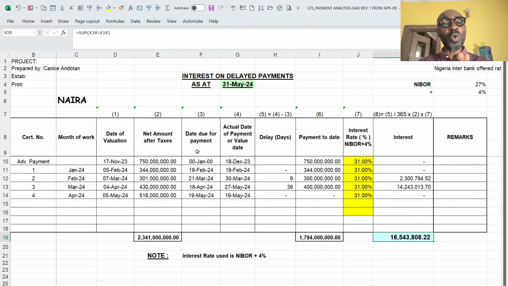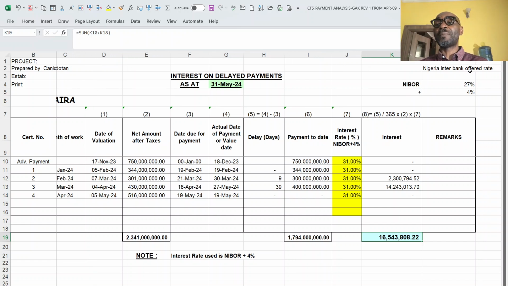Those are the figures that will come. Then, like I told us, the CBN, the Nigeria Interbank Offered Rate, which is the NIBOR rate, we are assuming in this case is 27%. And the contract says NIBOR plus 4%. So NIBOR plus 4 gives you 31, and that is what you see I have added here to have 31.